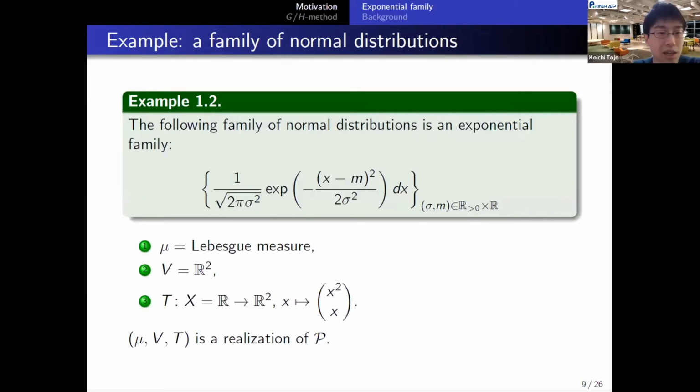Let us see a typical example, the family of normal distributions. The family of normal distributions has this form with parameters sigma and m. m is the mean, and the square of sigma is the variance of this distribution. This is an exponential family in our sense. In fact, we can take a realization (mu, V, T) like this.